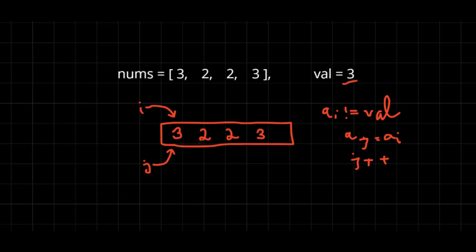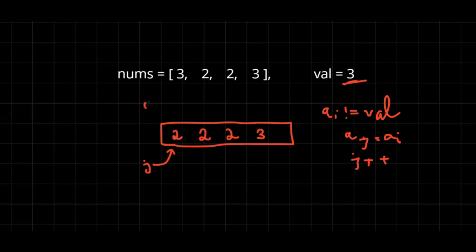At first, our current a of i is 3, which is equal to the value. In this case, we don't have to do anything. After that, our current i will point to the second element, which is 2. But 2 is not equal to 3. So here, we have to erase the first element, or the jth element, from the input vector and put the current a of i into a of j. So here current a of i is 2. So we have to put 2 here.